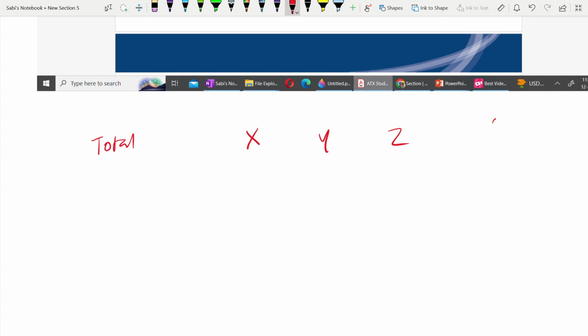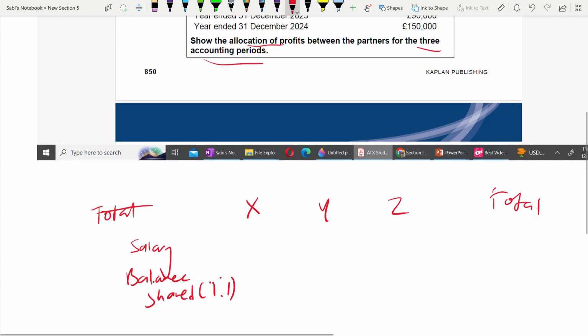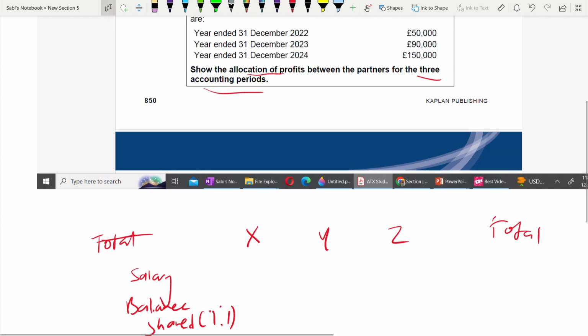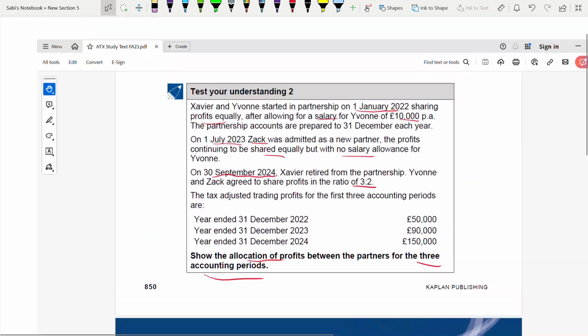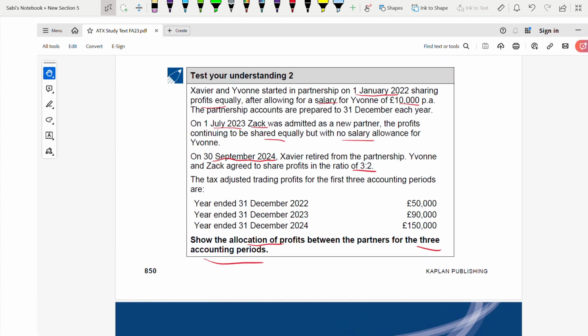No problem. Okay, we'll just write the total here. Salary and balance shared 1:1. There were 2 partners in the beginning, and wait a minute, whenever they ask you for more than one period, always write the accounting period. So the first one will be year ended 31st December 2022.